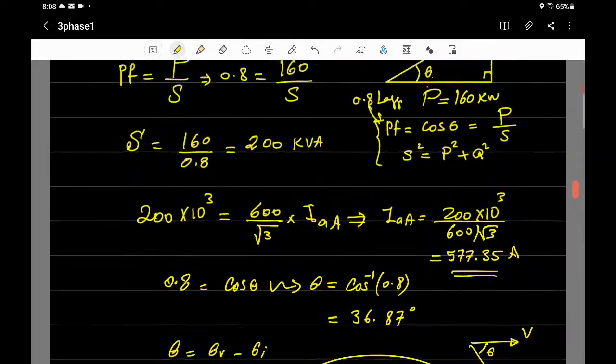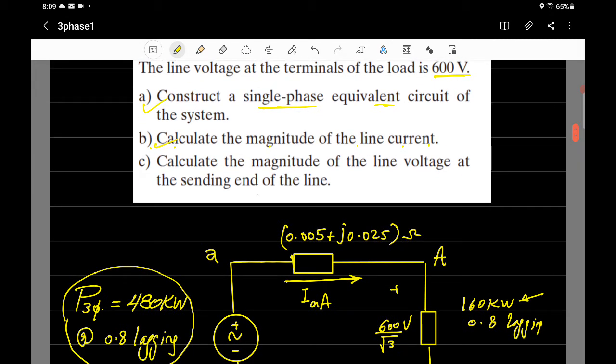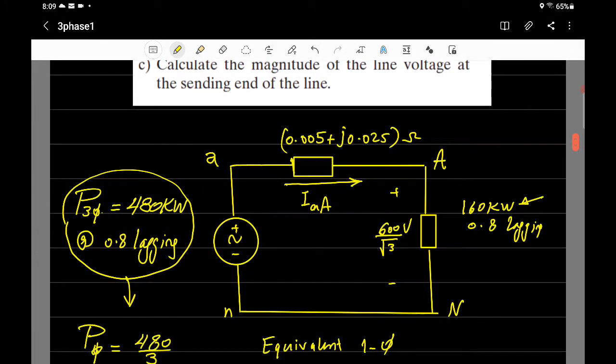All right, let's just go and see what's next. We did that part. Calculate the magnitude of the line voltage at the sending end of the line. So do you want to find VAN? Let's just write here. That's the one, right? VAN.